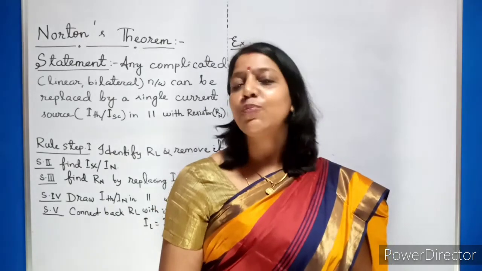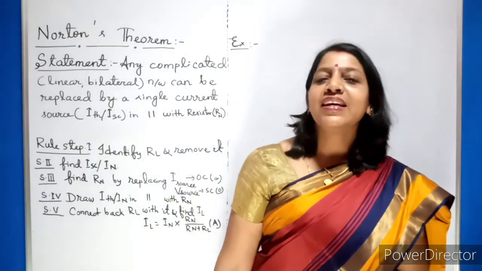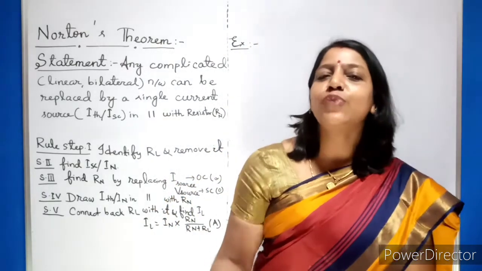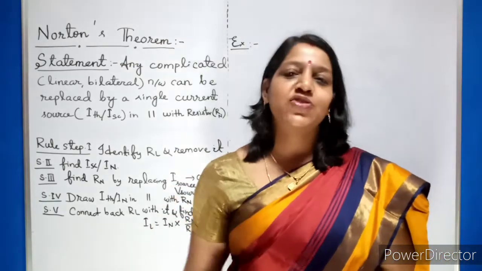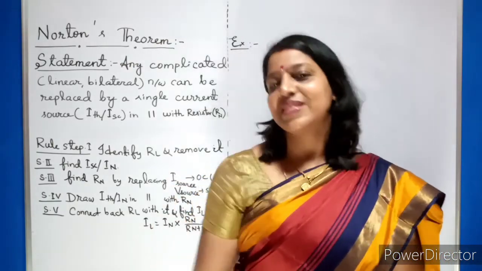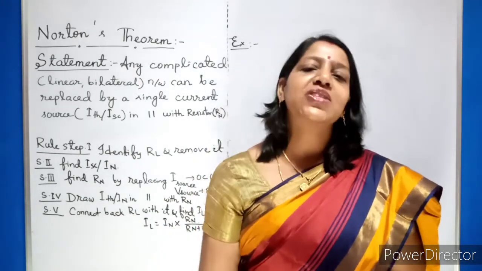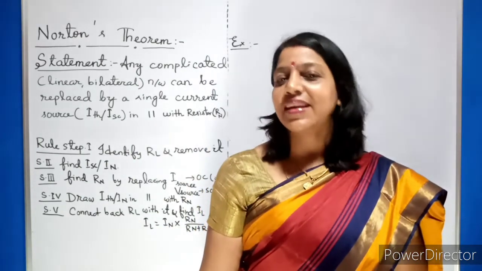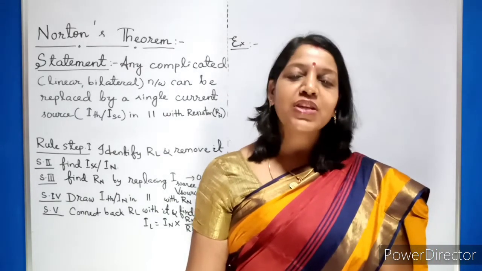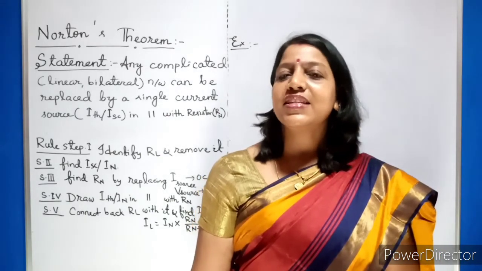Okay, now what is step 1? In any circuit, they will tell you to find the current in a particular branch. That is called the load resistor. So first remove that load, place a short circuit there, and find that current, which is called the short circuit current or Norton's current. That is your step 1.